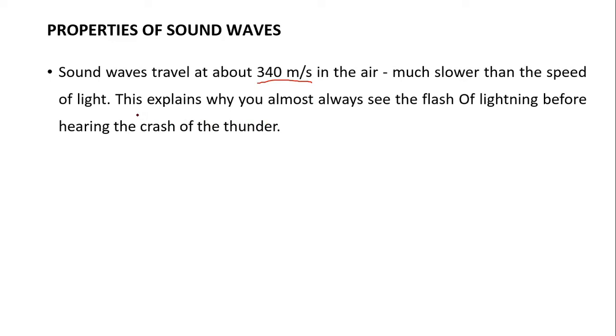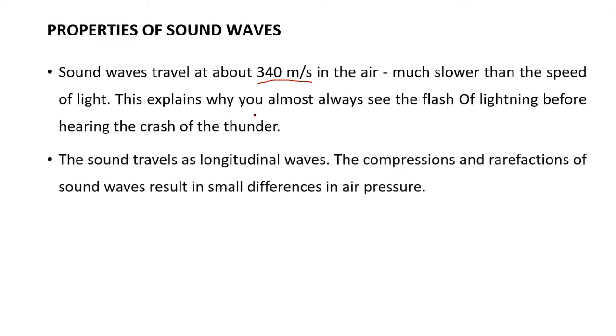The speed of sound in air is about 340 meters per second, but compared to light, the speed of light is very fast. This is why during the rain season, the first thing you observe is a flash of light before you can hear the thunder. The flash of light is seen first because light travels fastest compared to sound. All right.